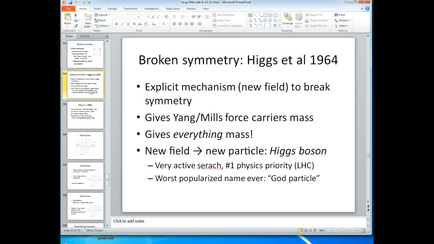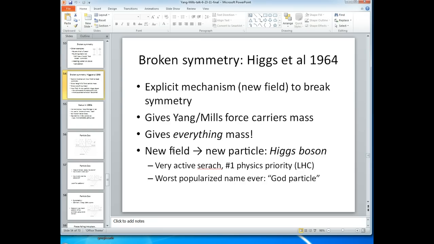Okay, let me just do one more slide and then I'll break it. So in 1964, Higgs and a lot of other folks, about 6 or 7 people, depending on who you talk to, get credit for this. It was an explicit mechanism, much more explicit than the basic proposal in 1960. An explicit mechanism and a new field that breaks the symmetry of a Yang-Mills theory. And it would give the Yang-Mills force carriers mass. And in fact, it gives everything a mass. The reason things have mass is how much they link to this new field, the Higgs field.